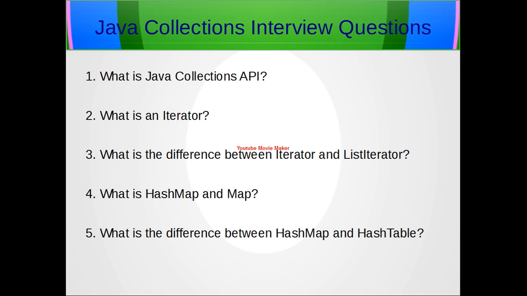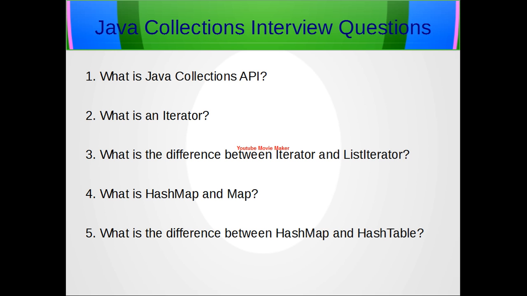So the first question is, what is Java Collections API? Java Collections Framework API is a unified architecture for representing and manipulating the collections. The API contains interfaces, implementations, and algorithms to help Java programmers in everyday programming. In a nutshell, this API does a few things at a very high level.